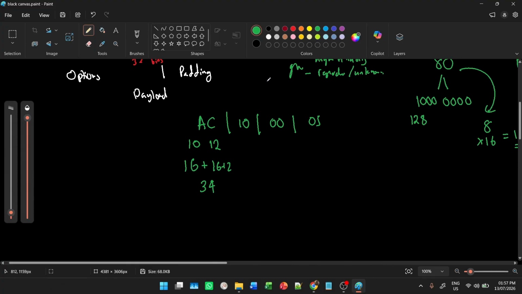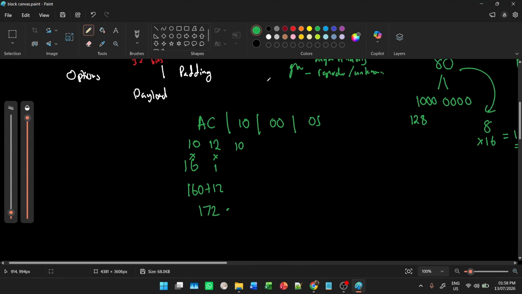Oh no, sorry, my bad. So it is 10 times 16 and 12 times 1. See, I made the same mistake, so don't do it like that. This is how you should treat each value. So this is going to be 160 plus 12, 172. That is a singular octet.